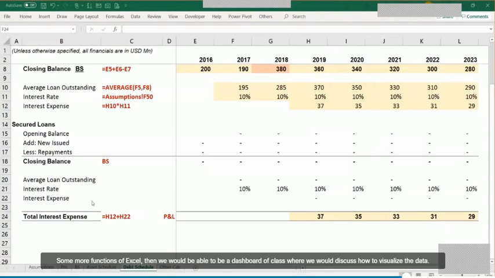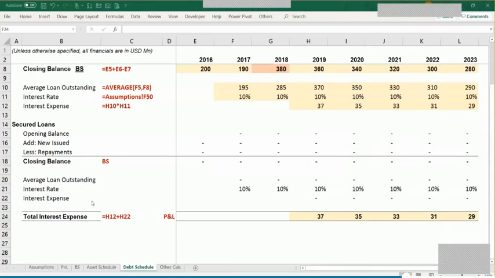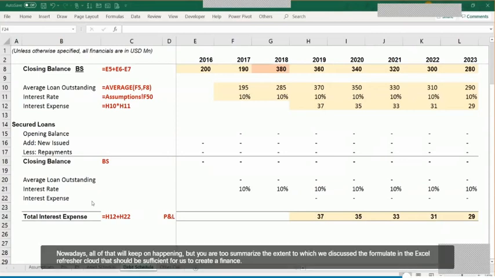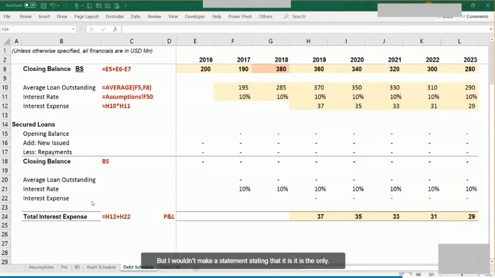Then there would be a dashboard class wherein we would discuss how to visualize the data by using Excel tools and functionalities. All of that will keep on happening. But to summarize, the extent to which we discuss the formulae in the Excel refresher class should be sufficient for us to create a financial model. But I wouldn't make a statement stating that it is the only list of functions.